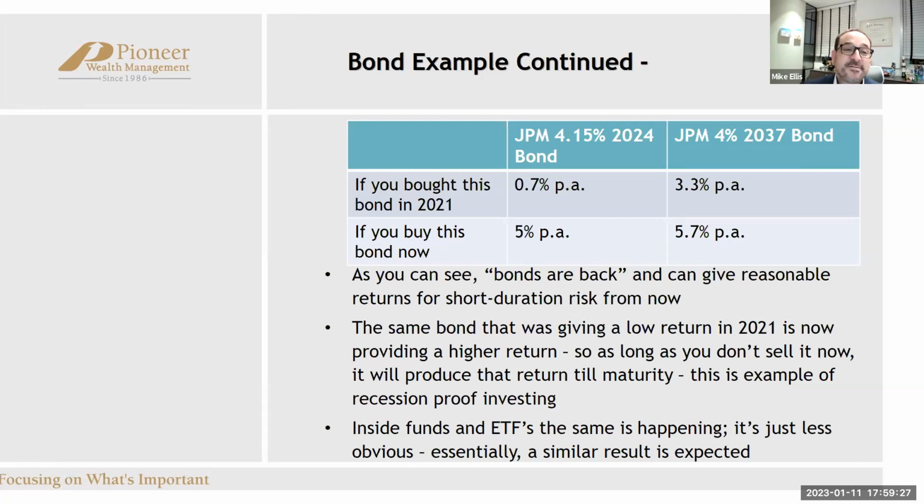So you have to ask yourself, is that extra 0.7 worth it for the volatility that I'm going to have along the way? That's for each person to decide. For me and for the clients that I'm managing, I don't think that it's worth it. So I'm very happy to buy the 5% bond, and we're going to earn 5% no matter what.